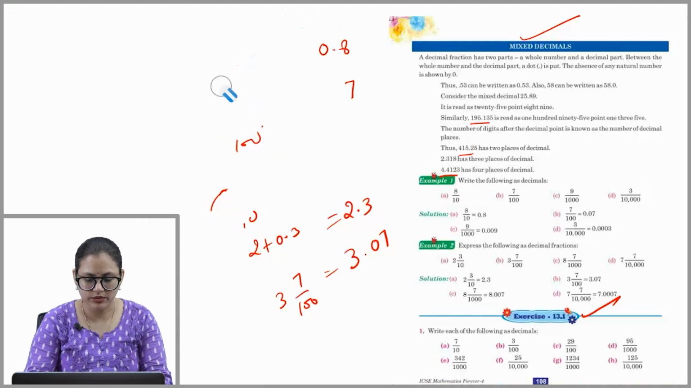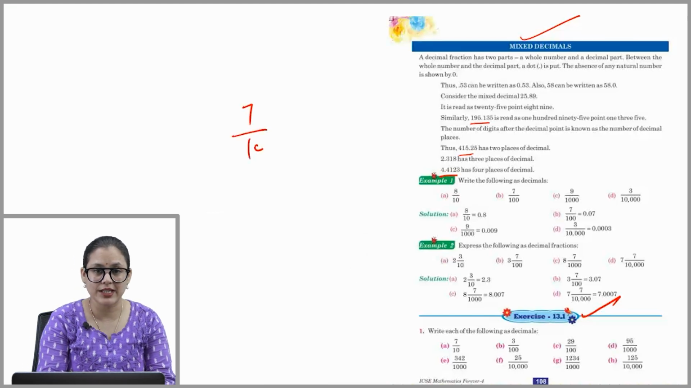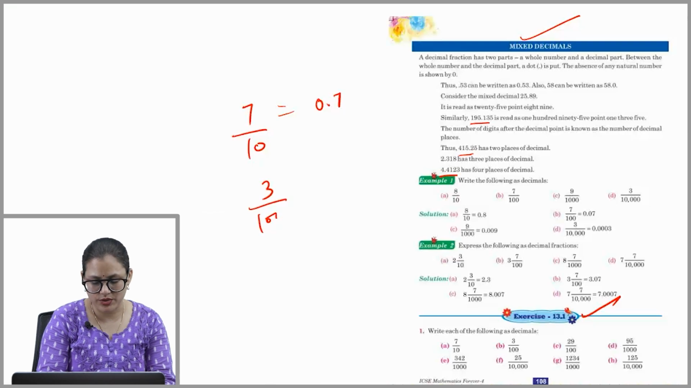Okay, let's do exercise 13.1. What you have to do here in question number 1, write each of the following as decimals. 7 by 10 is what? 0.7. 3 by 100 is what? 0.03. Okay.